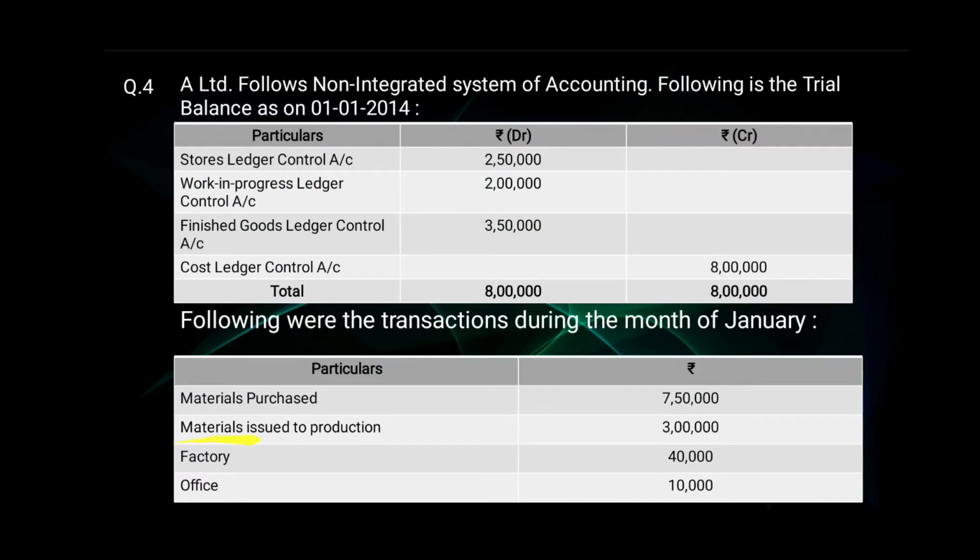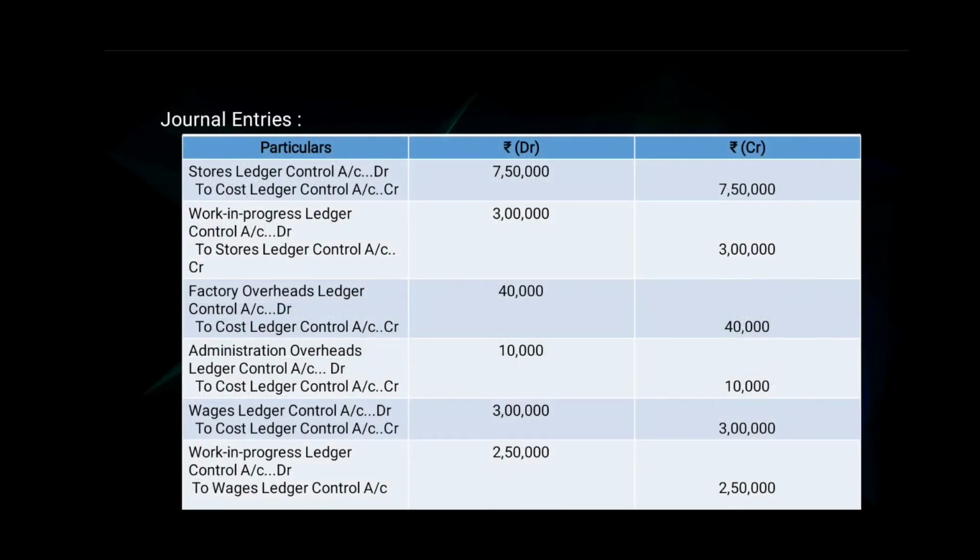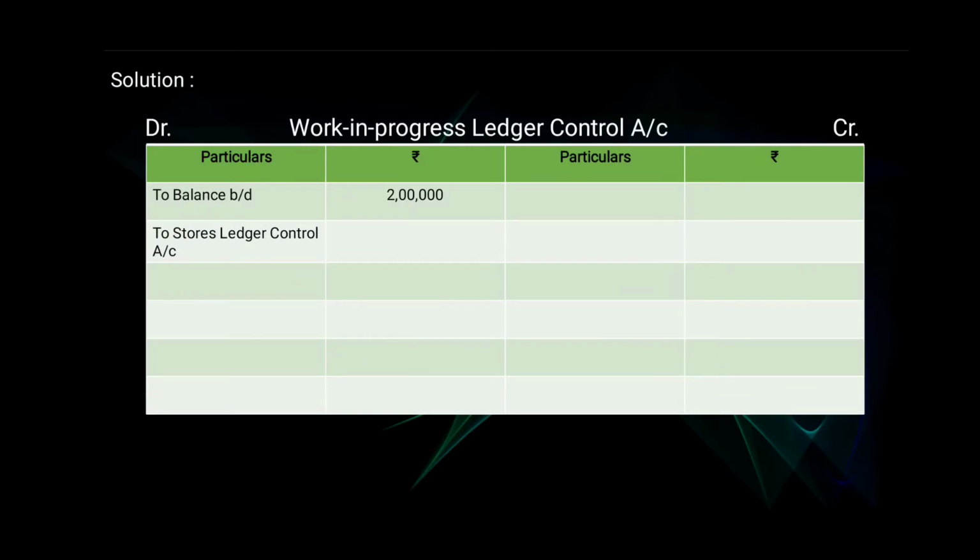Next expenses, materials issued to production. Amount is given as 3 lakh. So the journal entry we had recorded as work in progress ledger control account debit to stores ledger control account. Amount is 3 lakh. So the first effect will give in work in progress ledger control account as to stores ledger control account, amount will be 3 lakh.